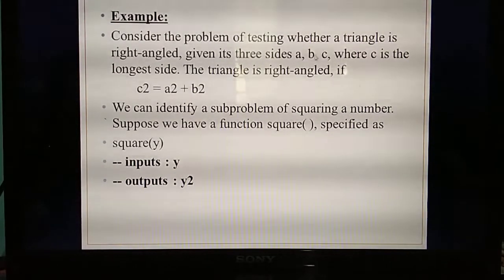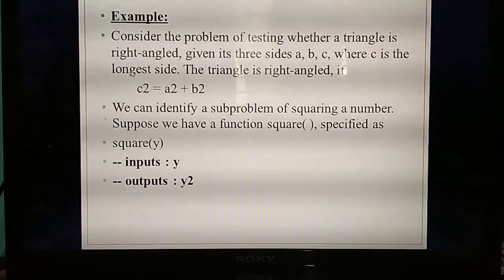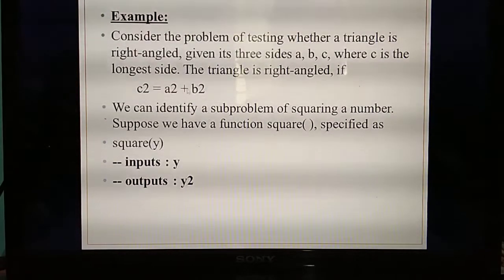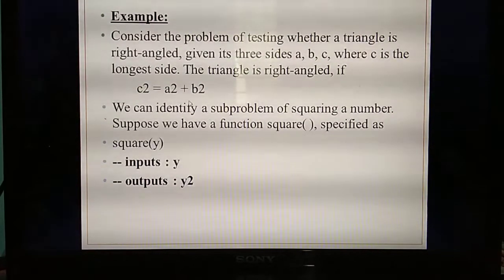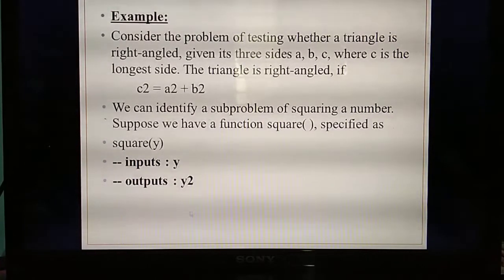So, 3 variables a, b, c. Here the condition they have given is that c is the longest side. What's the formula for a right angle triangle? c square equals a square plus b square. Okay. So, here you are going to write the function for this problem.